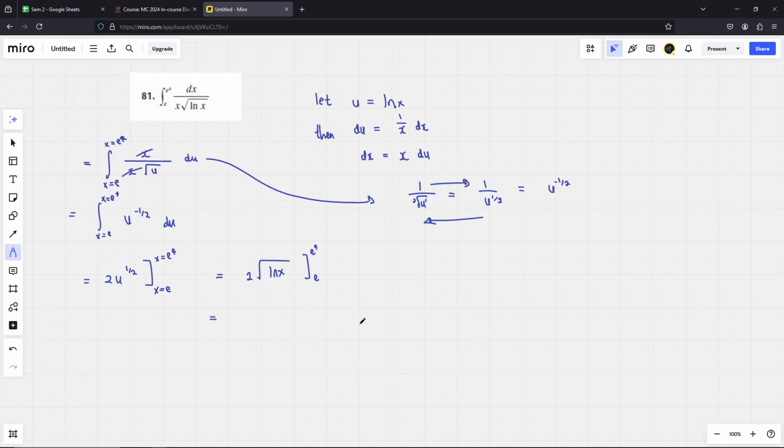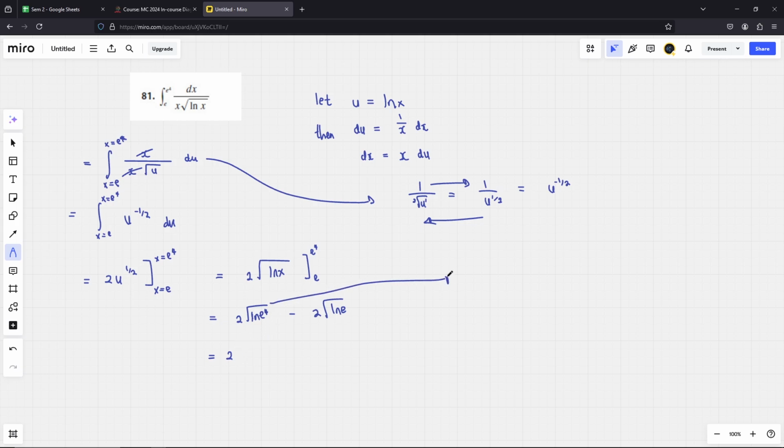Now let us evaluate this integral. There's going to be 2 times the root of ln e to the 4, minus, we still have to put the 2 down, 2 times the root of ln of e. What I did was I took the top bound, subbed it in, minus the lower bound. And now, what is the square root of ln e to the 4? I have no idea, but we could simplify this.